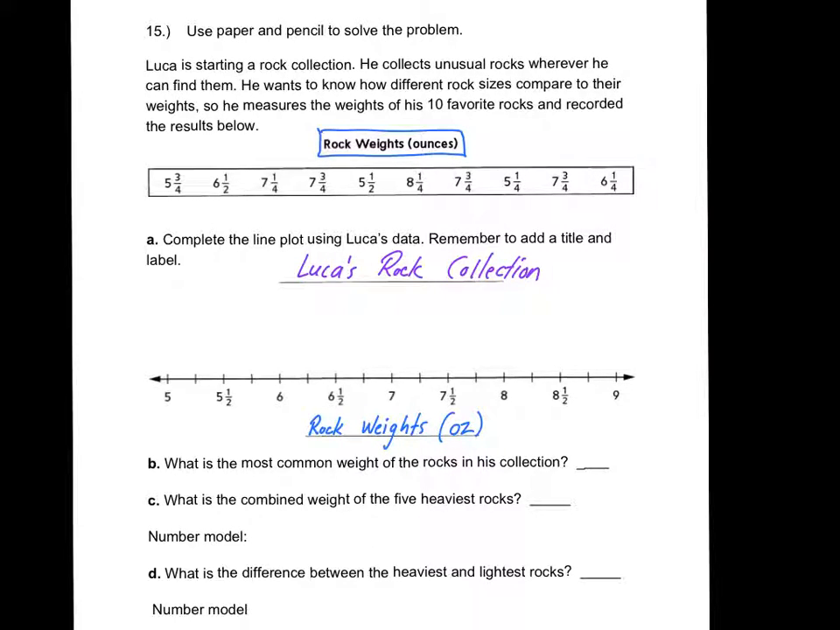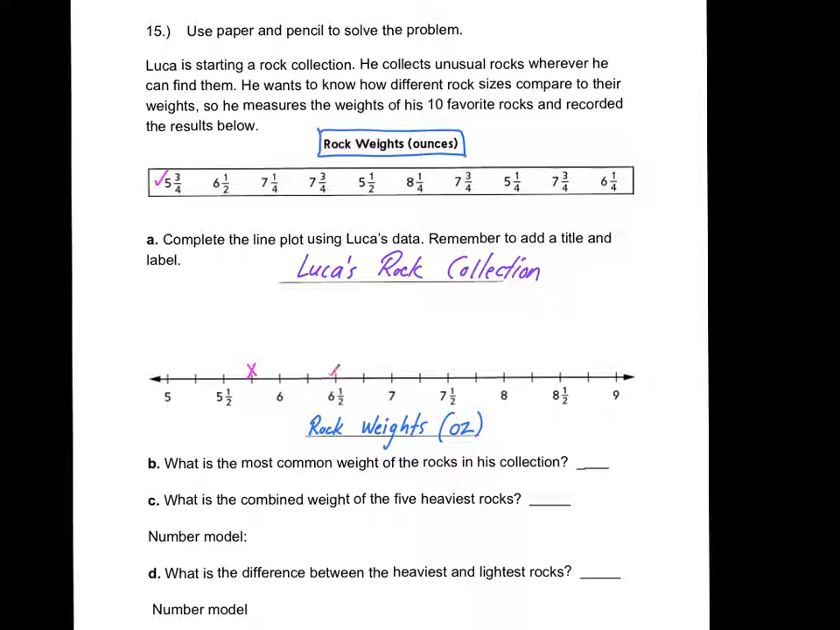Alright, now we need to complete our line plot. So what we're going to do is use X's on this line to show where our measurements fall. So I'm looking here at 5 3/4. I know 3/4 is in between 5 1/2 and 6. So I'm going to put an X. I'm going to try to put all my X's about the same size, just so it doesn't visually throw off my graph. And then I can put a check mark beside it when I know I used it.